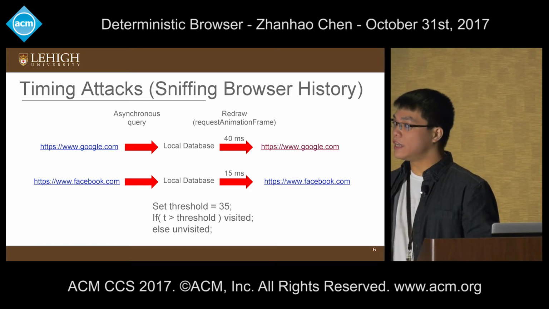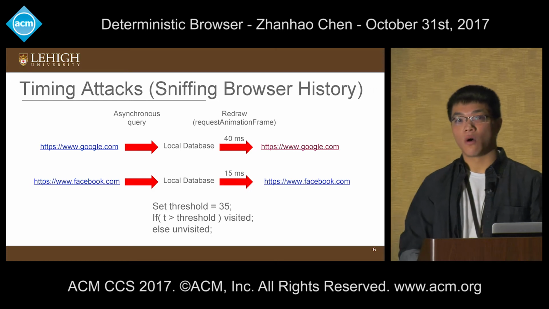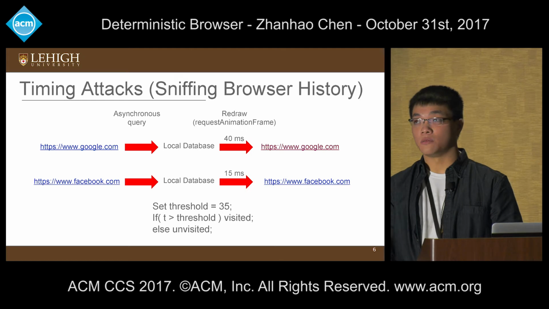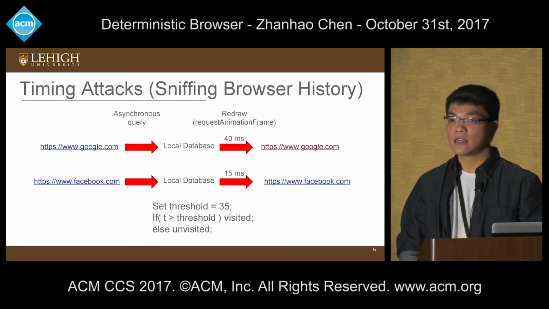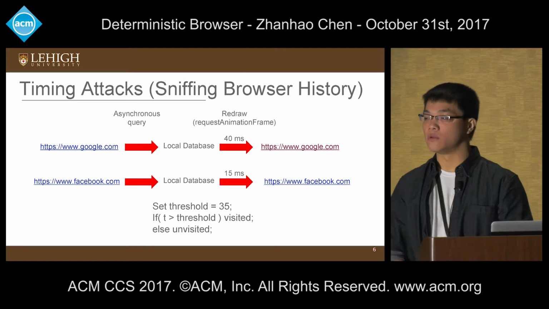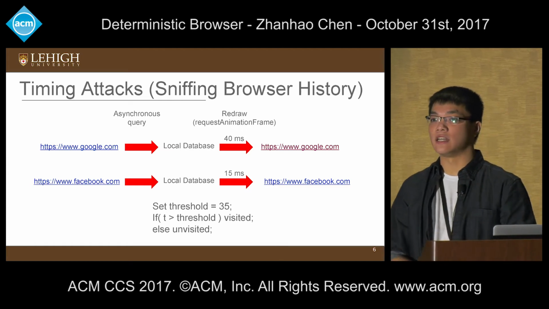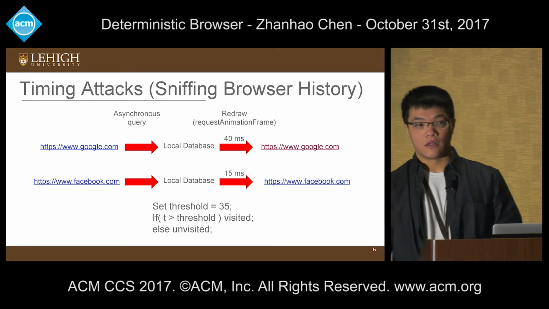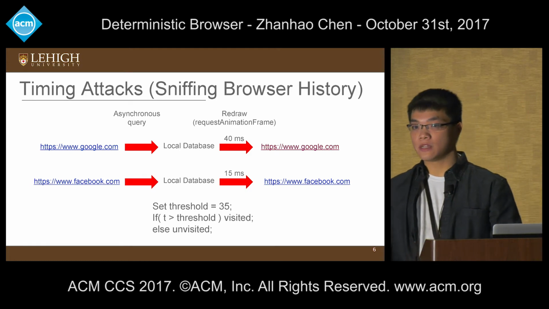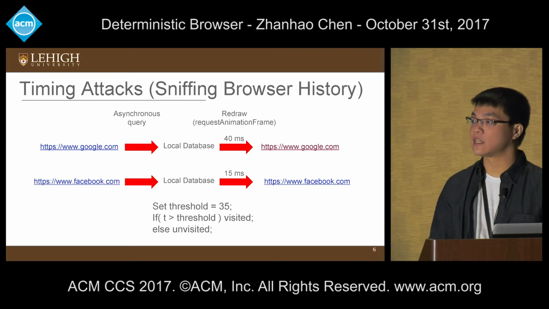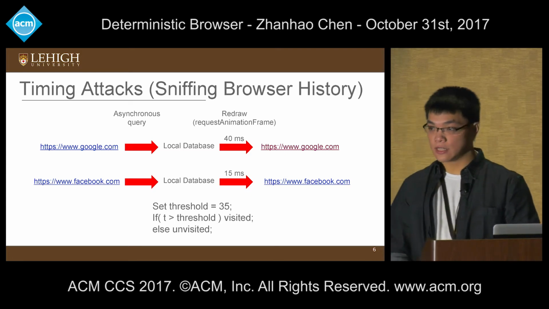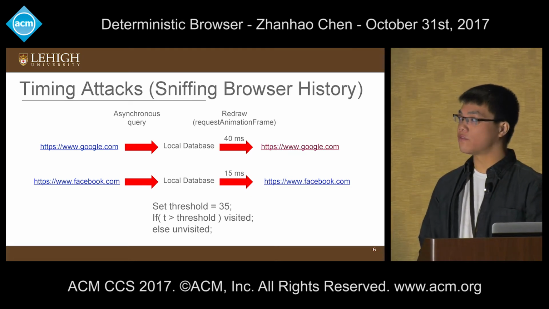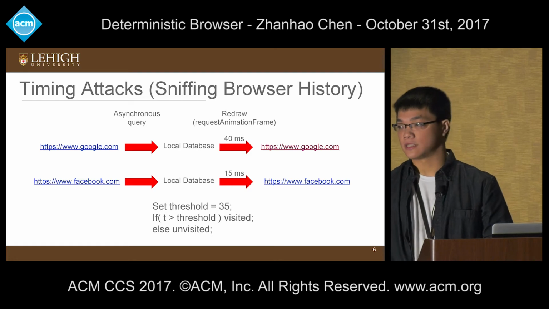When a link is embedded in the browser, it will always first show as a blue one, and then the browser will search its local database, and when the search result comes back, it will render the link depending on whether the link has already been visited or not. In Firefox, the browser will consume about 15 milliseconds to render an unvisited link. For a visited link, because the browser needs to change the color of the link, it will consume more time. In Firefox, it will take about 40 milliseconds.